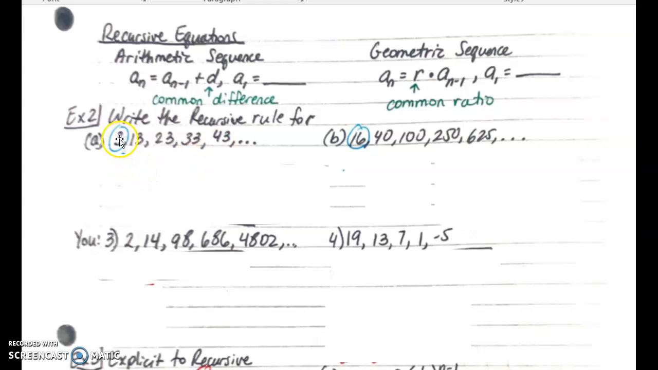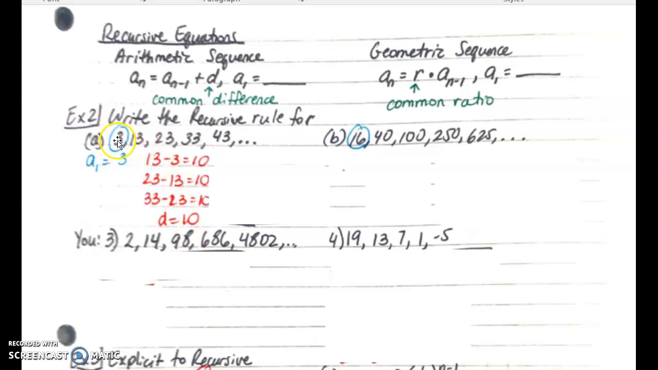But over here, I'm seeing 3 to 13, 13 to 23, 23 to 33. I'm seeing an increase of 10. So I can go ahead and try to find my common difference. And noticing first off that my a sub 1 is 3. So my very first term of my sequence is 3. I'm going to need that for later. And then I want to go ahead and find my common difference and confirm that it is arithmetic.